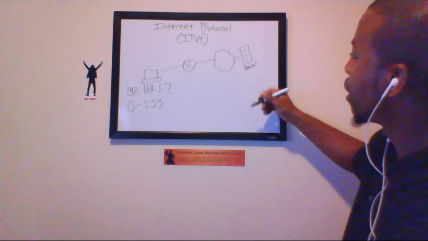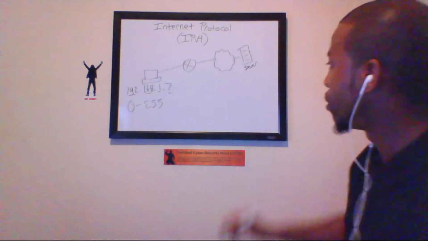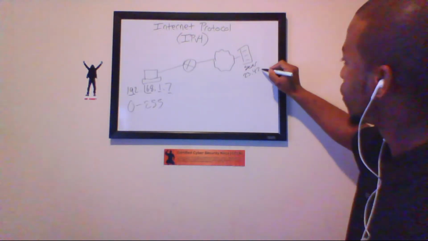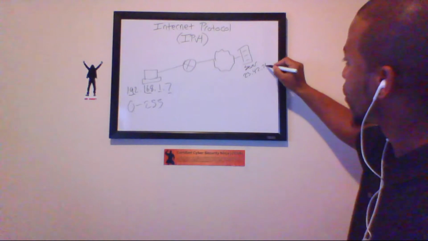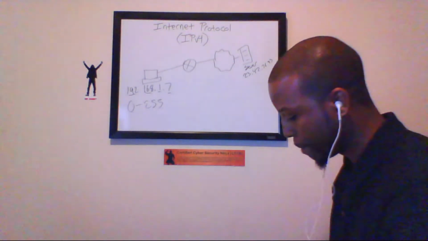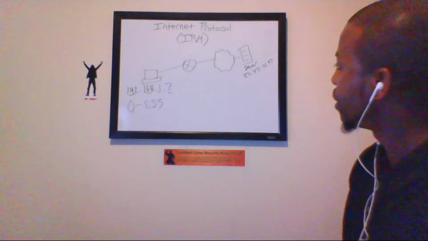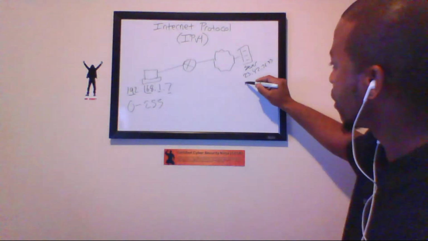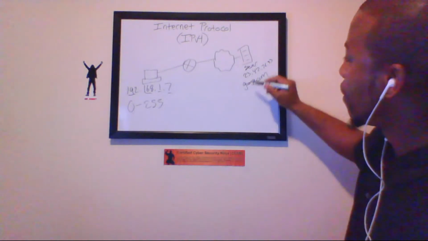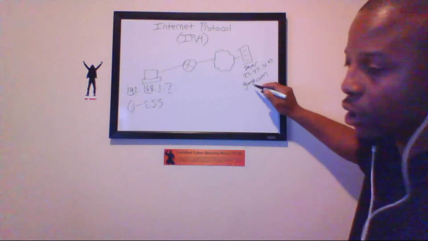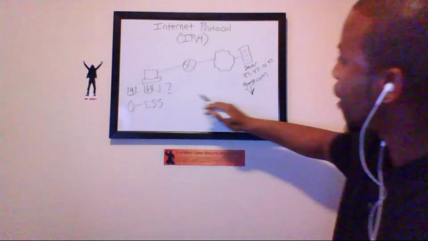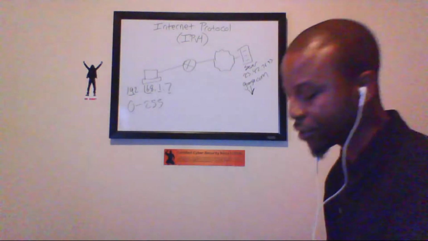A server has an IP address. Let's say 23.42. Let's make up some numbers to give it. Right? So what happens is when you type in a website, let's say google.com, this is what you call a domain name. It has to be translated into an IP address, a public IP address, right?